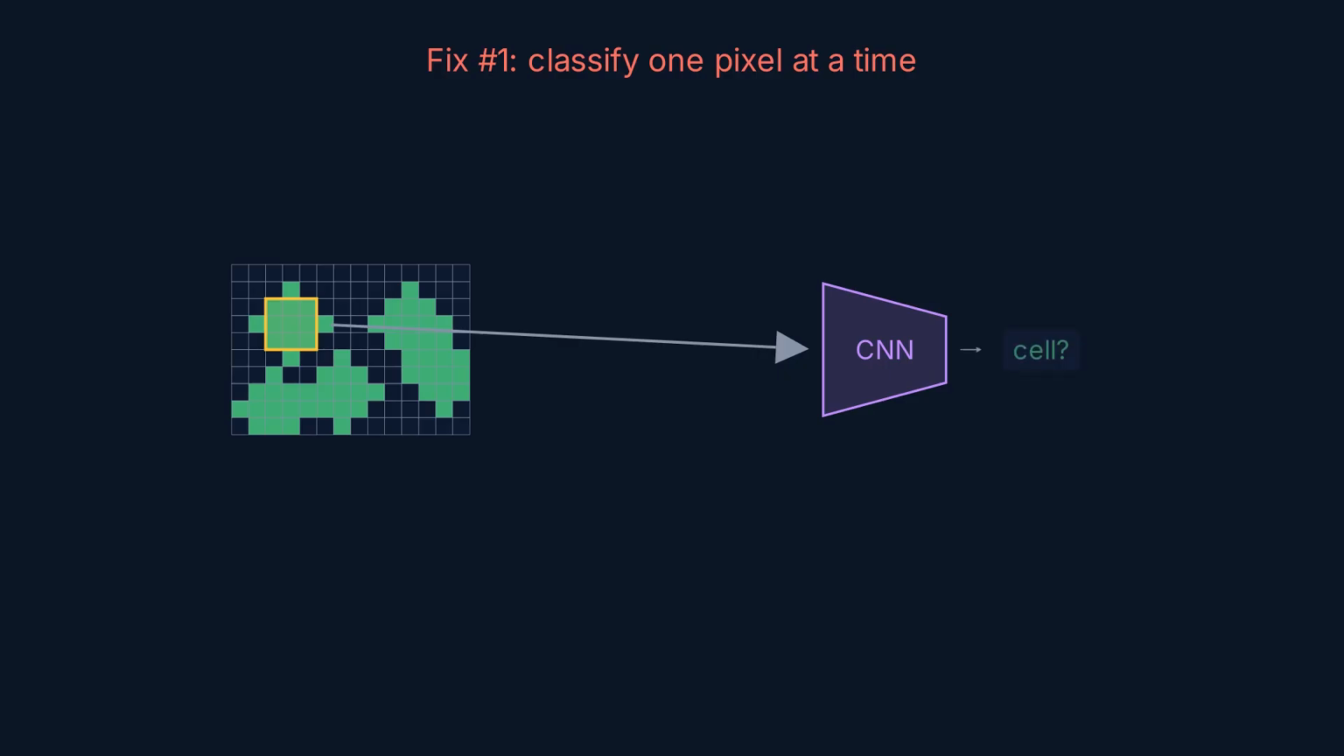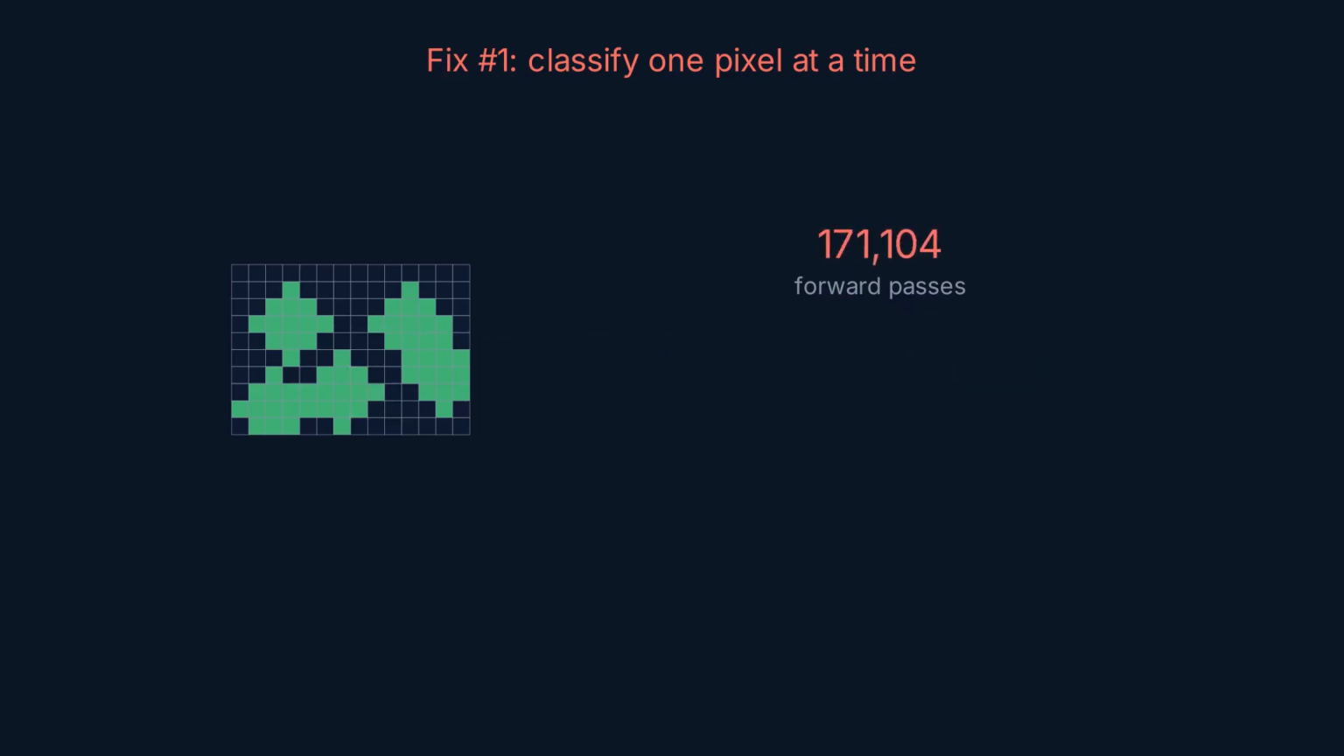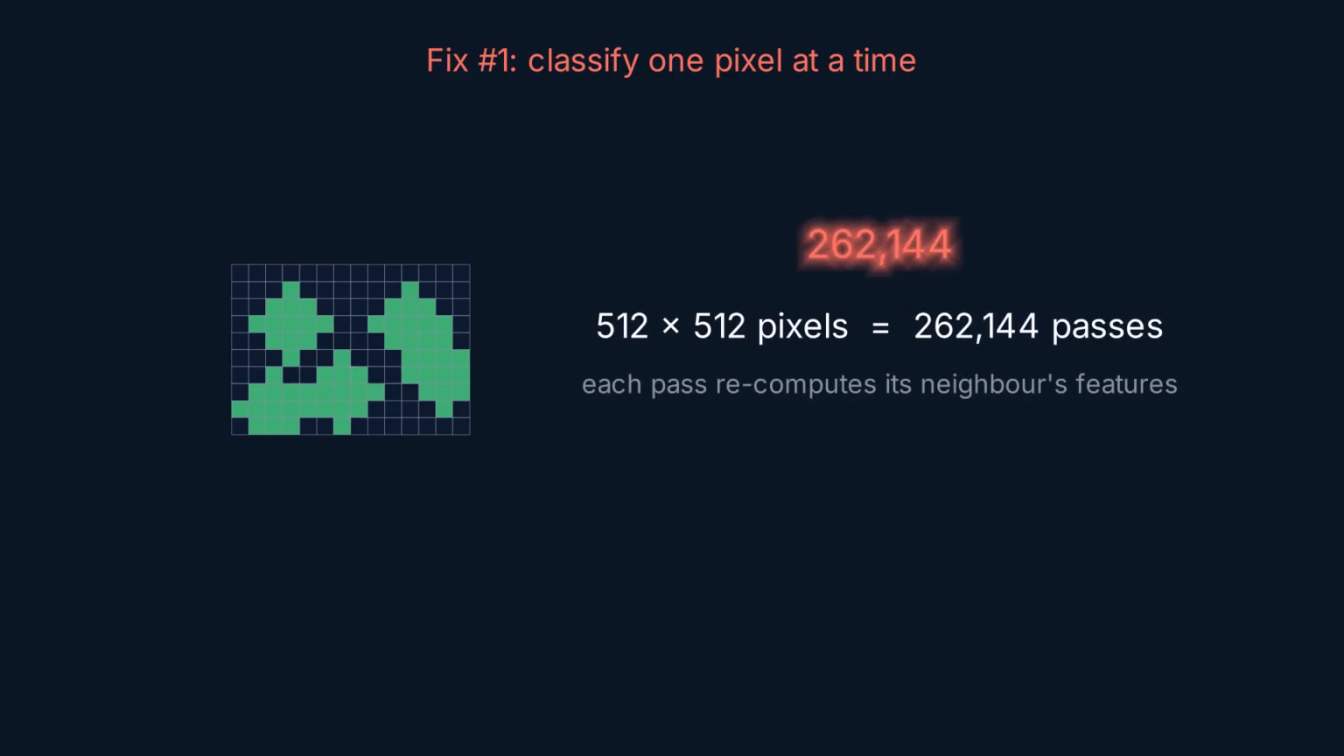How did people do this before? One pixel at a time. Take a small patch around a pixel, feed it to a convolutional network, and ask, what's at the center, cell or background? Then slide over by one pixel, and repeat. For a 512 by 512 image, that's over 260,000 forward passes for one picture. And the patches overlap almost completely, so you redo the same work again and again.